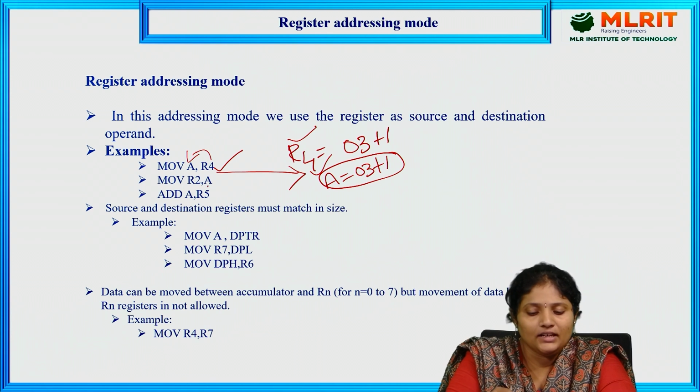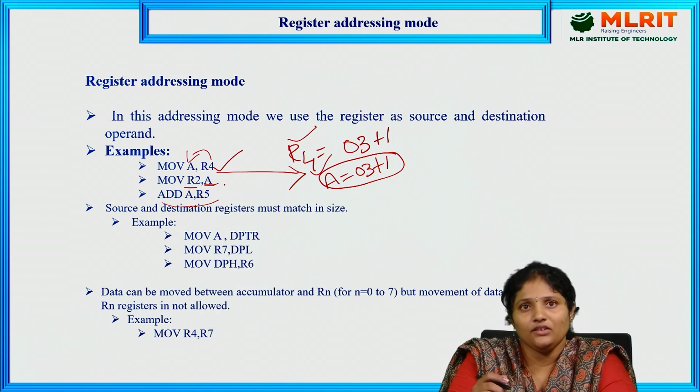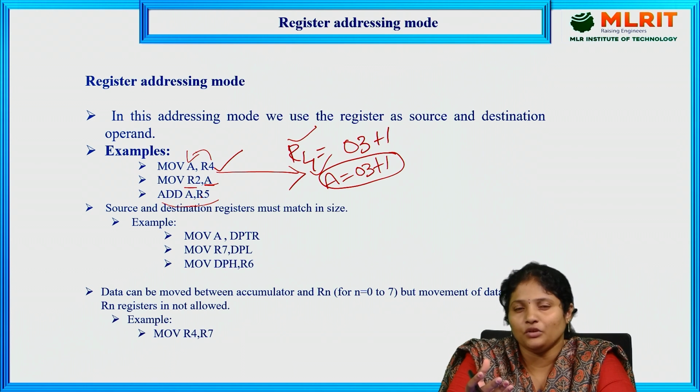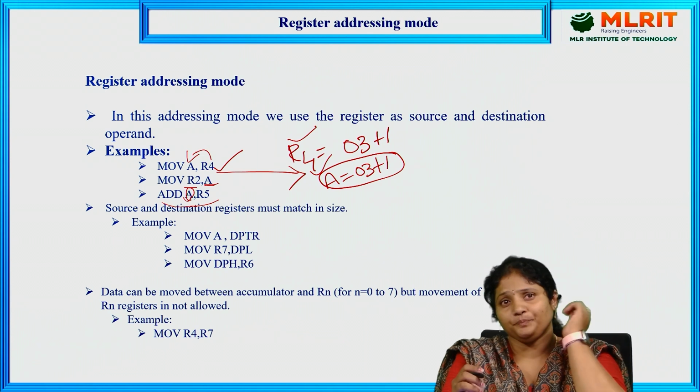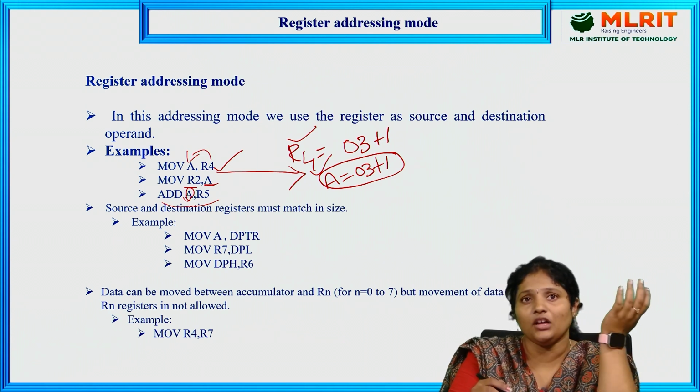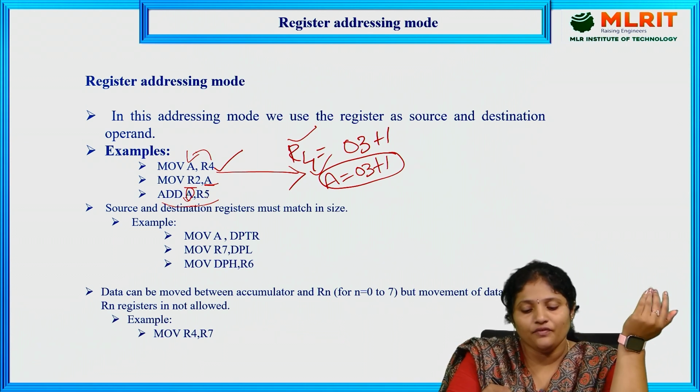Here the data present in the A register will be moved to the R2 register, and in this particular instruction the data present in the R5 register will be added to the data present in the A register, and automatically the output will be saved in the destination register itself. Here the A accumulator is the destination register, so the output after execution of this instruction will be saved in the accumulator itself.